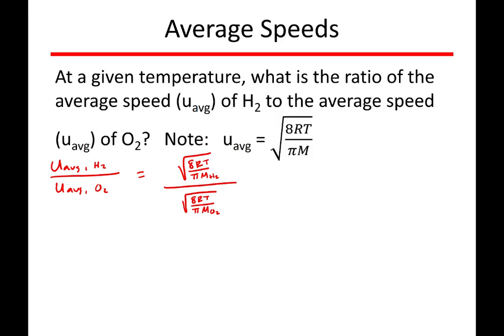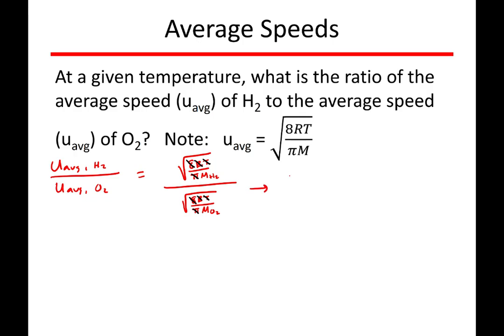By writing out the ratio like this, we can start to recognize that things can be simplified substantially, because you have a lot of constants being divided by one another. For instance, 8 is a constant, so 8 over 8 cancels. R is a constant, so R over R cancels. You're told that this is happening at a given temperature, meaning T is constant, so that cancels. And pi over pi cancels. The only thing that's different here is the molar mass, so it's the only thing that's going to remain uncanceled.